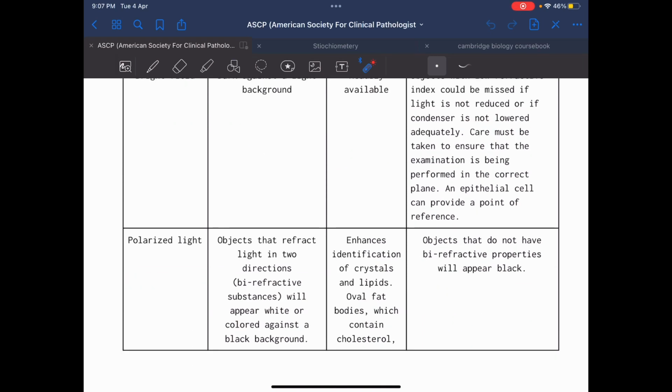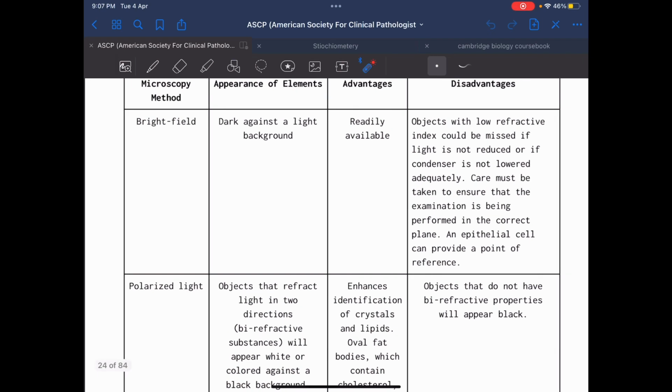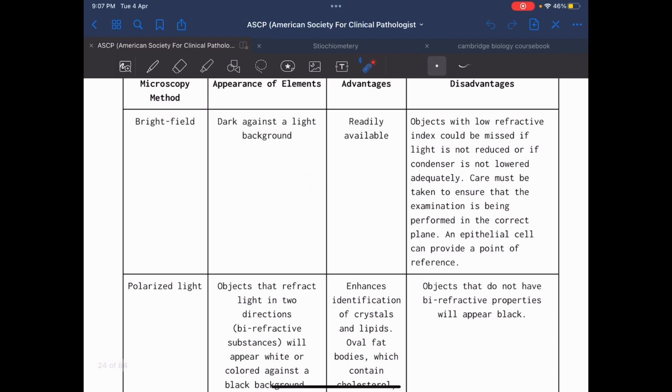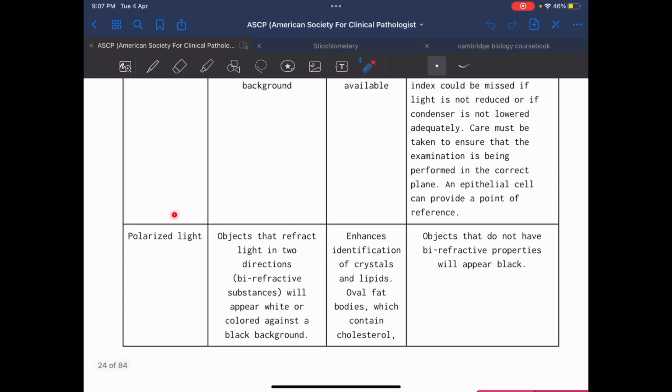Other type of microscope is polarized light microscope. Objects that refract light in two directions called birefractive substance will appear white or colored against a black background. So here in the bright field, the background is light and the element is dark. It is opposite in polarized light. The background is black and the element will appear white or colored.